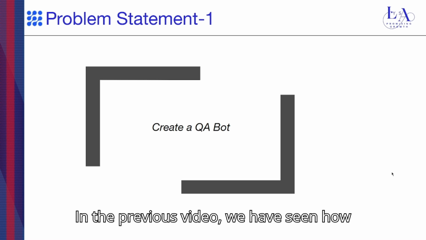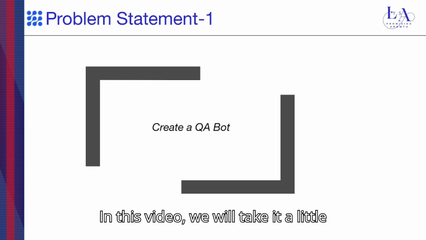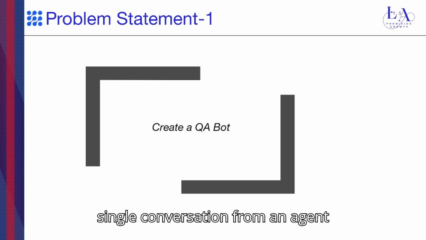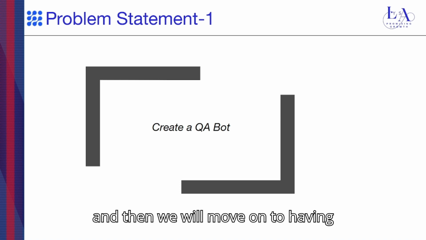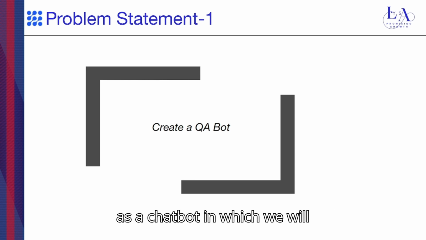In the previous video, we have seen how to construct a graph using LangGraph. In this video, we will take it a little further. First, we will see how to get a single conversation from an agent, and then we will move on to having multi-turn conversations, and we call it a chatbot, in which we will also add memory.